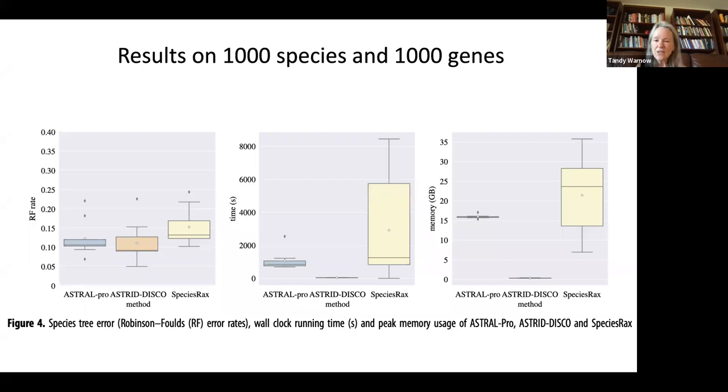Okay, but when you get to 1,000 species and 1,000 genes, you can't do concatenation disco. So you only have these other methods. And here you can see, again, AstroDisco is doing very well accuracy-wise. It's as good, or it's actually a little bit better than AstroPro. SpeciesRex is still worse. But look at this runtime advantage. Now, this is not logarithmic, but there's a runtime advantage and there's a memory advantage. So if you have gene duplication and loss, you can use Disco as well as AstroPro. And Disco allows you to choose how you work with your single copy trees.